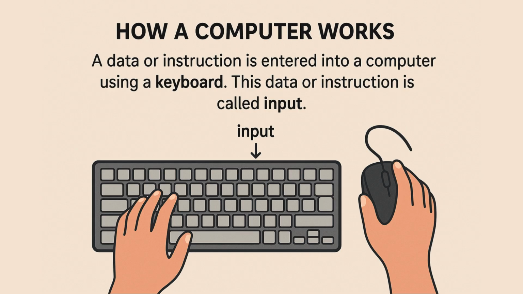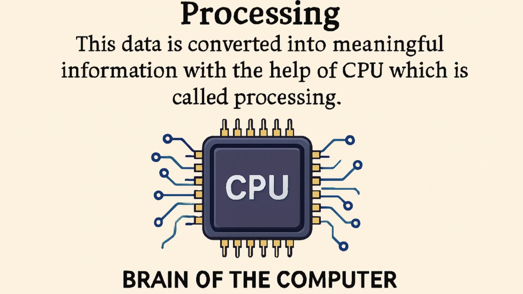A data or instruction is entered into a computer using keyboard. This data or instruction is called input. That means typing on the keyboard is how we give instruction or data to the computer, and that's input. This data is converted into meaningful information with the help of CPU, which is called processing. That means the CPU, which is the brain of the computer, works on the input to make it useful, and that is called processing.